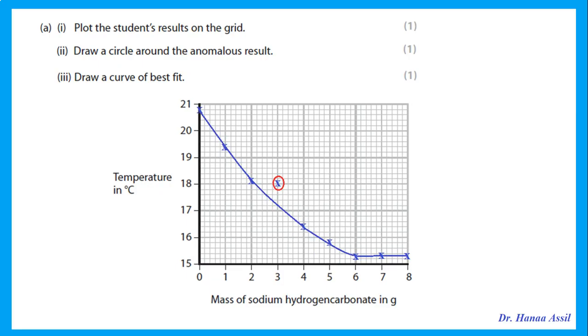So obviously the one at 3 grams of sodium hydrogen carbonate, that's the one that is anomalous. So I ignore it when I'm drawing the curve of best fit. We do not go out of the curve and then back again. If it is away from the curve, it is anomalous. It is not included in the curve.